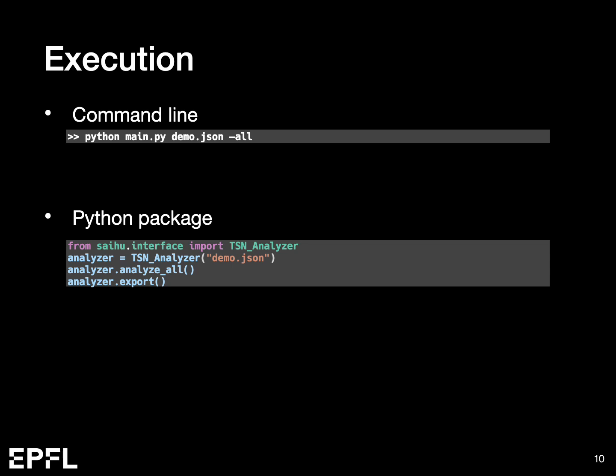After defining the network, say we save the file as demo.json, the user can simply execute this command that takes this demo.json and analyzes it with all the tools. Saihu does an analysis and generates the report automatically. What's more, if you want to integrate Saihu into your own software project, Saihu provides its interface as a Python package that requires only this minimal amount of code to execute.